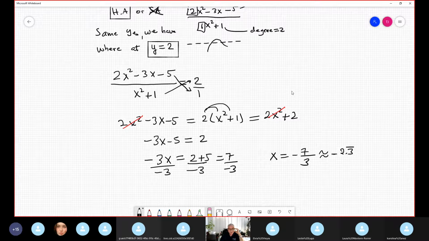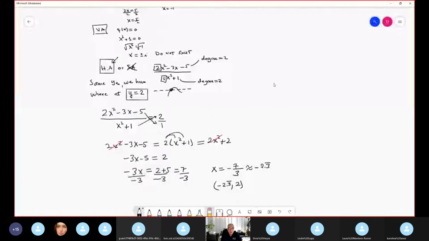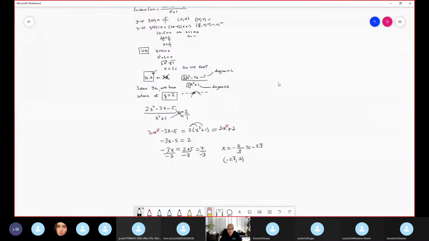Okay, so my famous point that I'm looking for is the point in which the curve crosses the horizontal axis, is the point negative 2.3 repeated, comma 2, because 2 is the y value of the horizontal asymptote. Okay, super. So how many points do we have in total? We have 1, 2, 3, 4 points, including the new point in which the curve crosses the horizontal asymptote. Remember, we have no vertical. No, unfortunately. Well, I like vertical, but we have none.